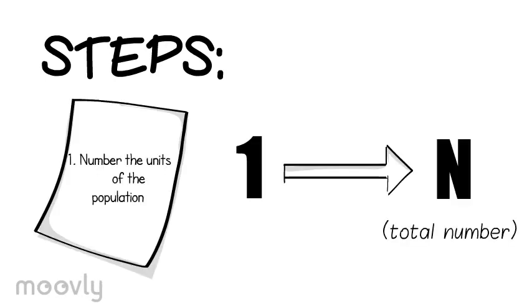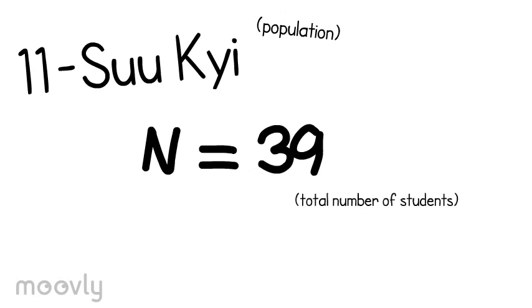First, number the units of the population from 1 to N, where the capital N is the total number in the population. For example, we have our class 11 Suchi as a population. N would be equal to 39 since there are 39 students in our class.